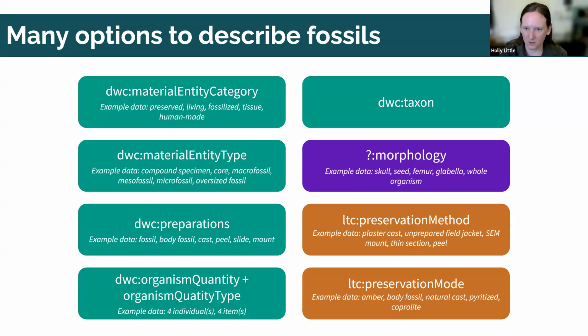But as it stands right now, there's not a term used in Darwin Core for sharing the parts of an object, which are very important in paleo collections since we often only have a part of an object, not a whole object. And then in Latimer Core, there's two terms for preservation method and preservation mode, which help to describe these things as well. But again, those are in Latimer Core, not Darwin Core.